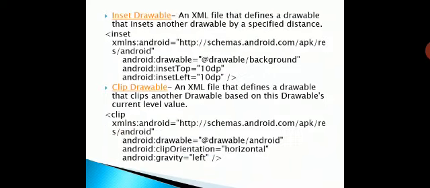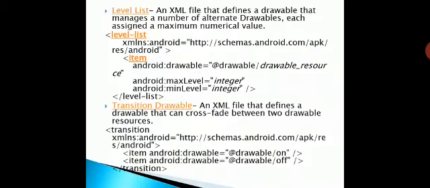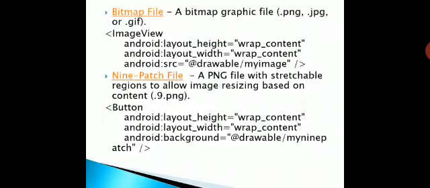That is, shape drawable, scale drawable, clip drawable, inset drawable, transition drawable, level list, state list, layer list, 9-patch file and bitmap file. You have to mention the examples along with the definitions once you are writing about drawable for an essay question.